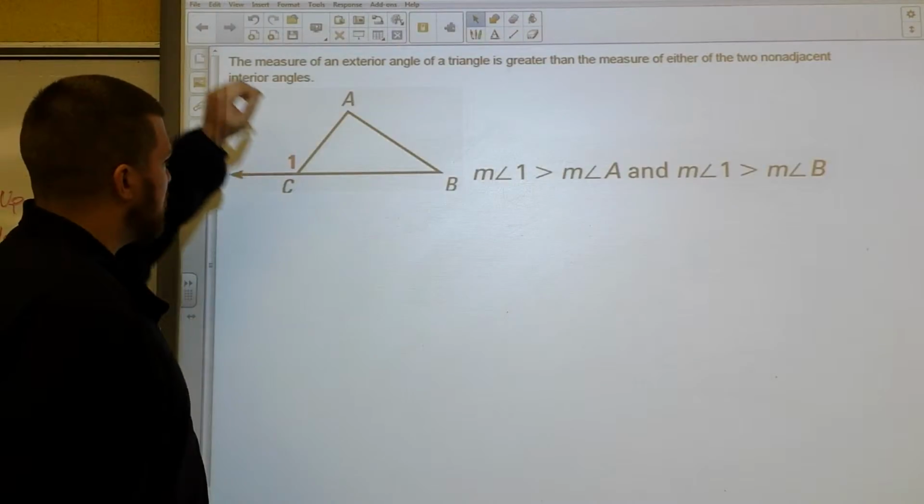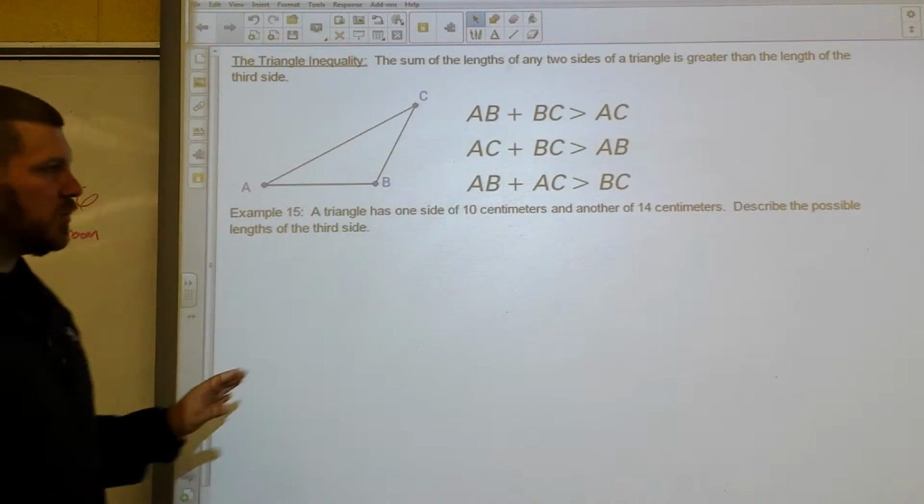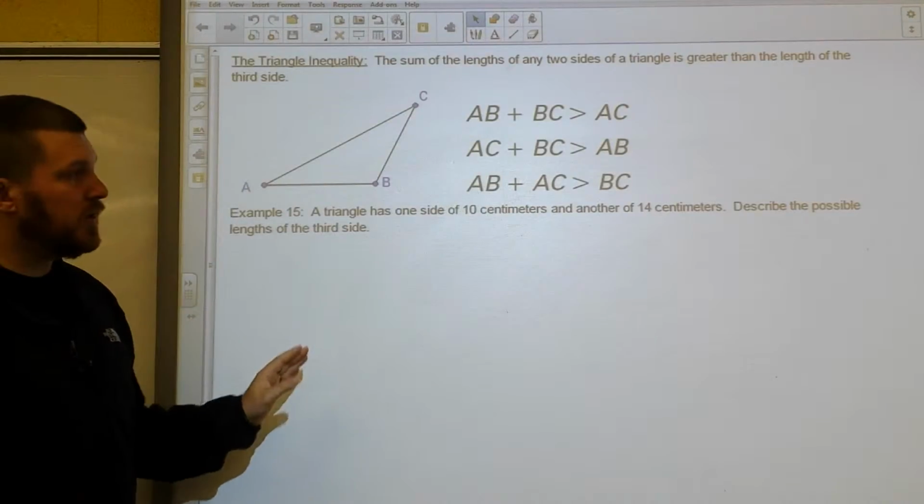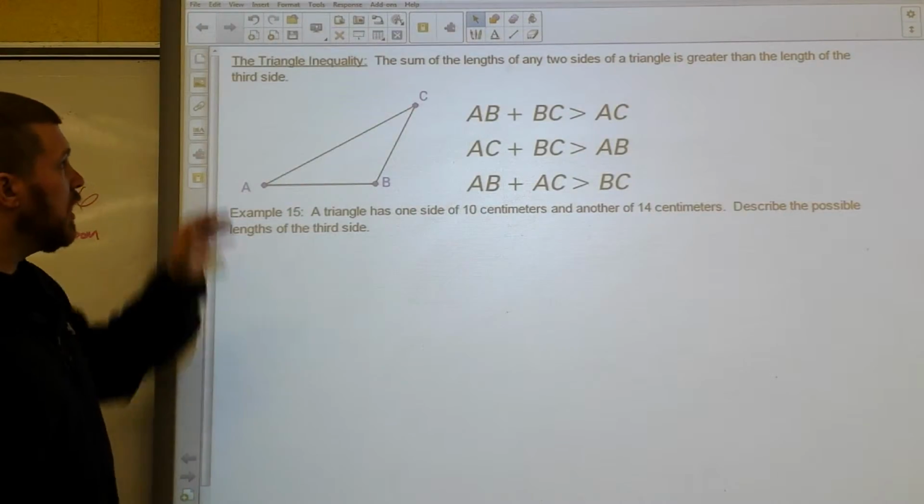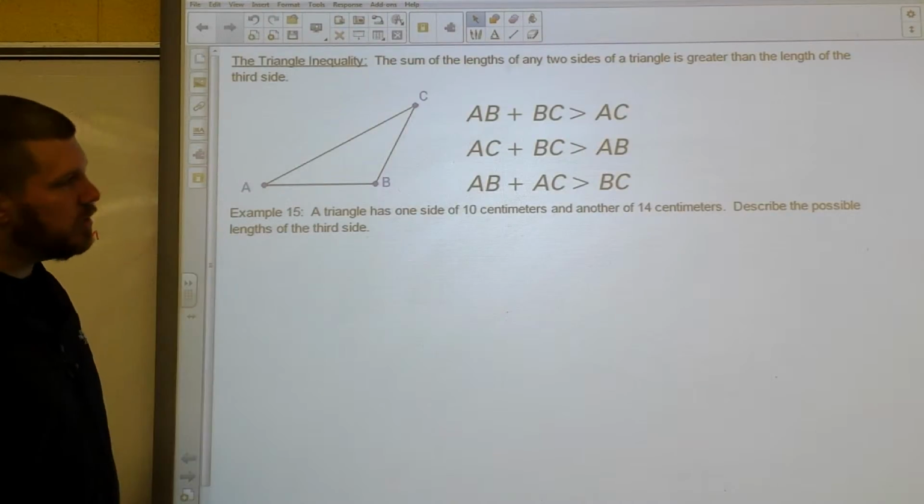That's just a rule. So the outside angle is always bigger than each of the two interior angles that are directly opposite from it. And then finally, the triangle inequality. This is one of the most important rules out of this whole video, and probably out of this whole chapter, because it has a name like the Pythagorean theorem, the triangle inequality. So make sure you know this.